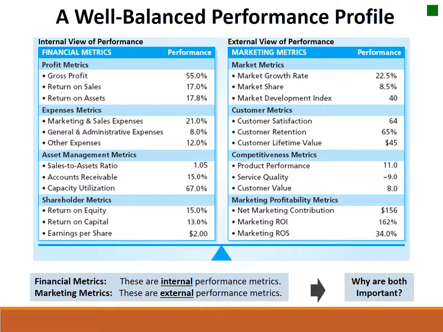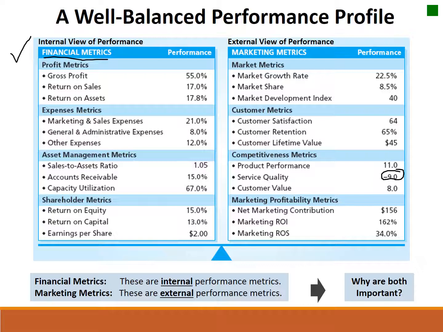So we have what we think of as a well-balanced performance profile if we include financial metrics, which are our traditional financial metrics that you would see. So metrics that are associated with profit, with expenses, with our asset management ratios, and shareholder types of things. These are all typical financial measures that we'll often look at when we look at the health of a company. But coupled with marketing metrics, we can see things that are happening. So like service quality taking a big hit over this last period of time.